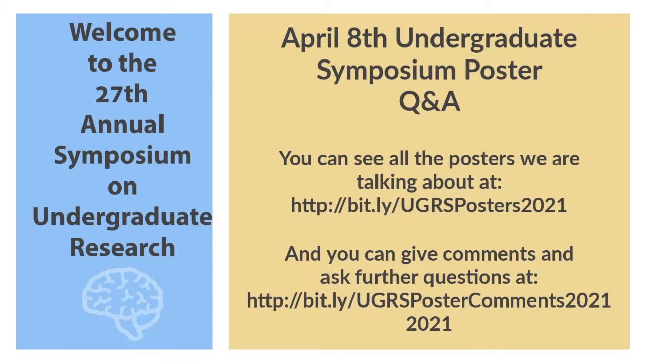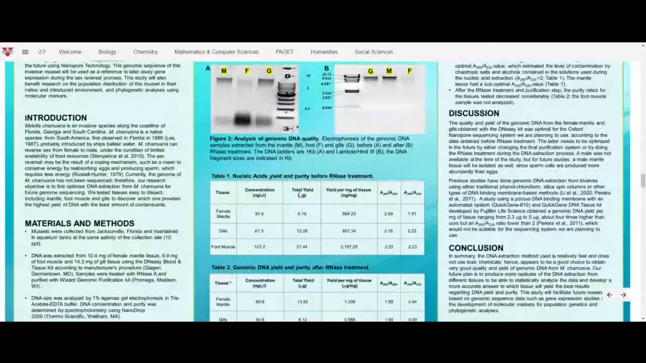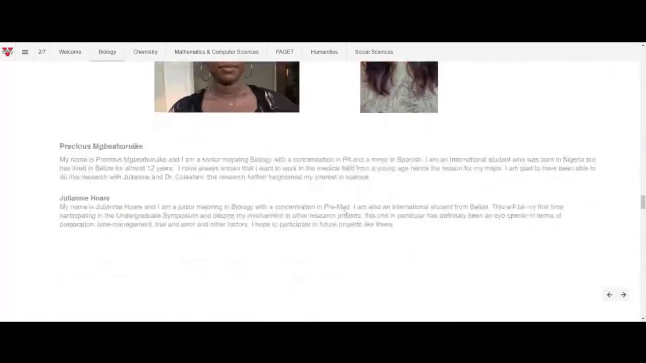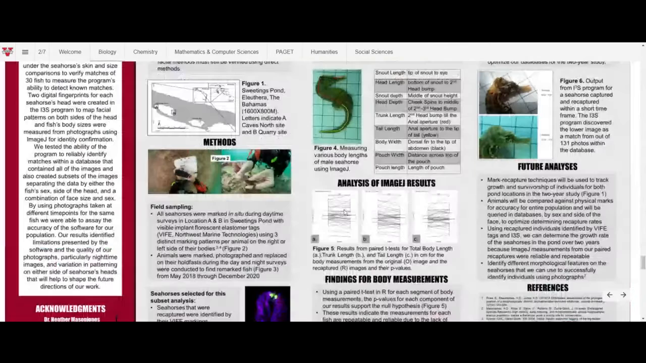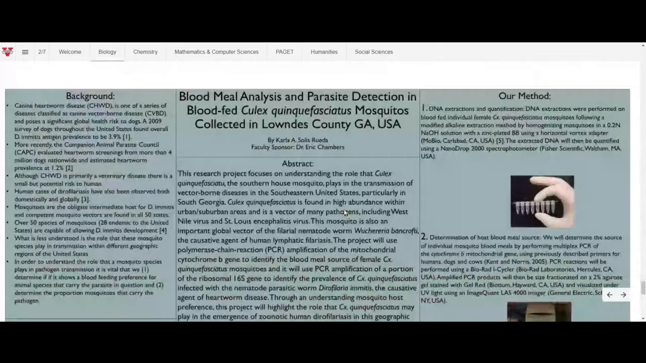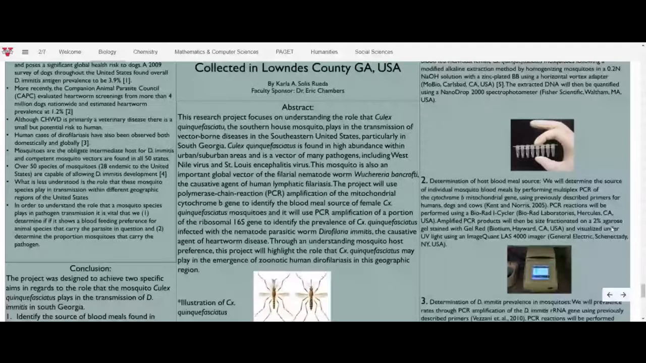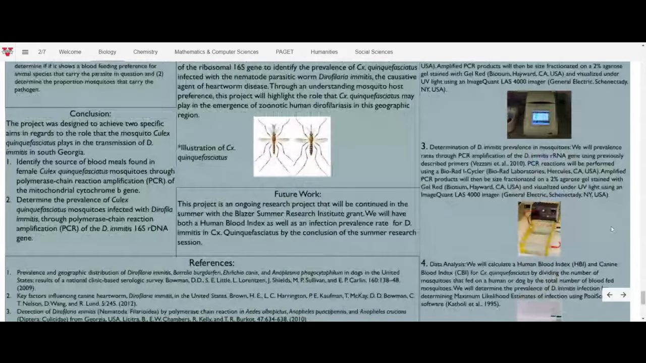Yeah, so my research is just about, we're looking at mosquitoes and also the parasite D. immitis, and we're just looking at the prevalence here in South Georgia, because it's a big issue all over the United States. We're trying to make a human blood index, and it's a part of the Blazer Research Institute, and we will be continuing it with the grant over the summer. And right now we're just doing DNA extraction and also gel analysis.